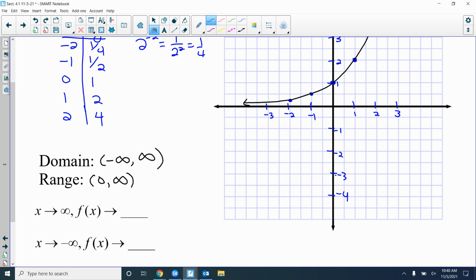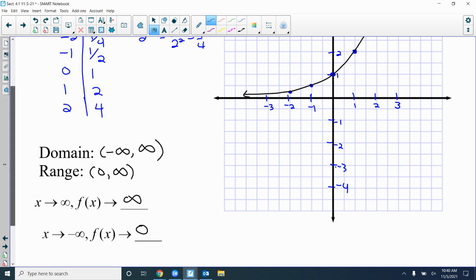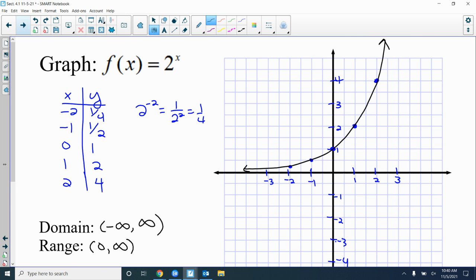End behavior: as x approaches infinity, what does f of x do? Approaches infinity. As x approaches negative infinity, what does f of x do? Goes to 0. So it approaches 0. It does not have to go to negative infinity or positive infinity. Some people had that misconception in first period. So that is 2 to the x power.